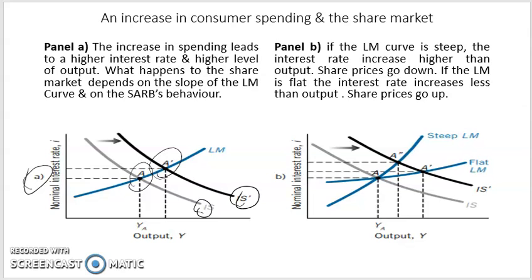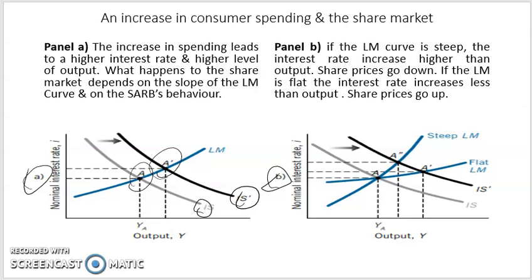However, the answer is incomplete for at least two reasons. The first reason is that the answer ignores the effect of higher activity on the interest rate. If you remember well, the movement along the LM curve implies an increase in both output and the interest rate. While higher output leads to higher profit and so higher share prices, a higher interest rate, on the other side, leads to lower share prices. So the question to ask is, which of the two effects, the higher profit or the higher interest rate, dominates? The answer depends on the slope of the LM curve. This is shown by panel B here.